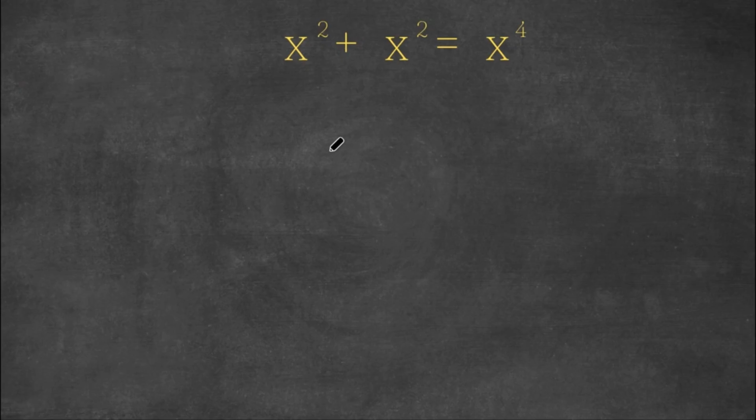In today's video, I'm going to be teaching you guys how to solve this exponential equation. So we have x squared plus x squared is equal to x to the power of 4. Now what I'm first going to do is I'm going to subtract x to the power of 4 on both sides.